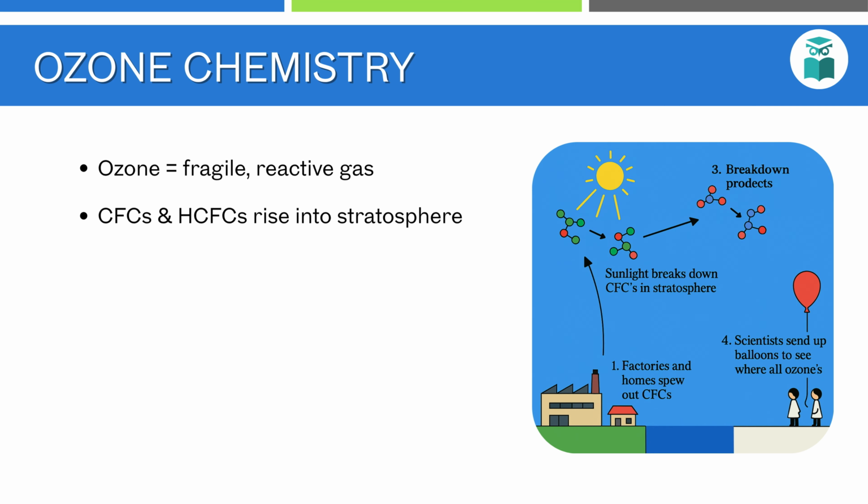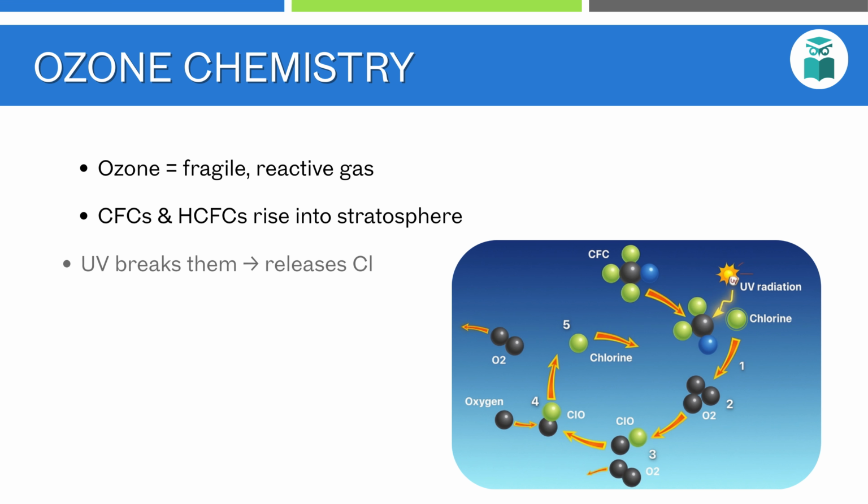Chlorofluorocarbons, or CFCs, and hydrochlorofluorocarbons, or HCFCs, are very stable in the lower atmosphere. Because they don't dissolve in water, they can drift all the way up into the stratosphere. Once there, ultraviolet radiation breaks them apart, releasing chlorine atoms. Here's where the catalytic cycle begins.